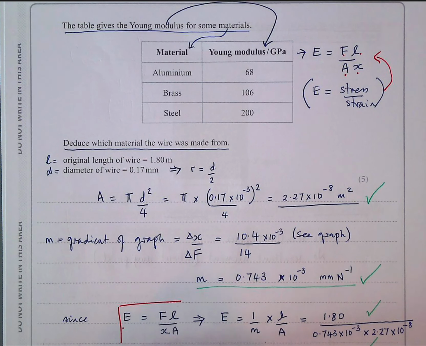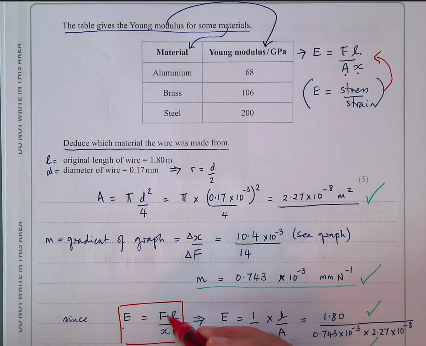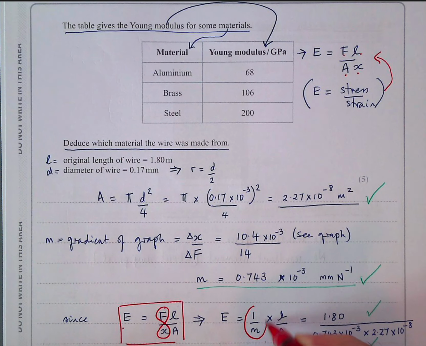Okay, so I'm going to use the Young's modulus equation directly from the graph. Now remember, the graph had x over F. So we know this value from the gradient. We can invert it. So now we talked about the gradient. So F over x is 1 over m. And we've been given the length, and we can work out the area.